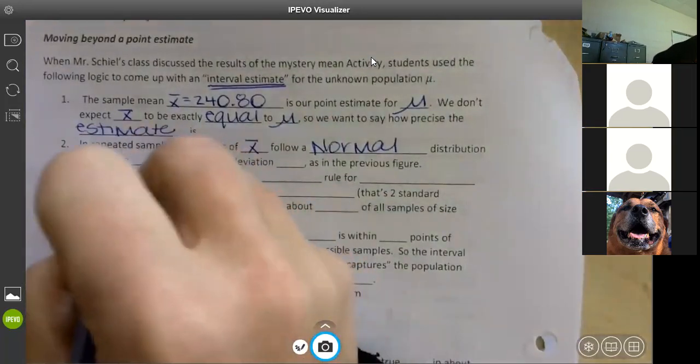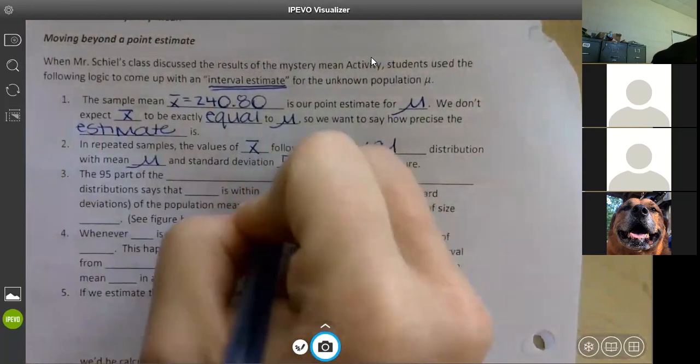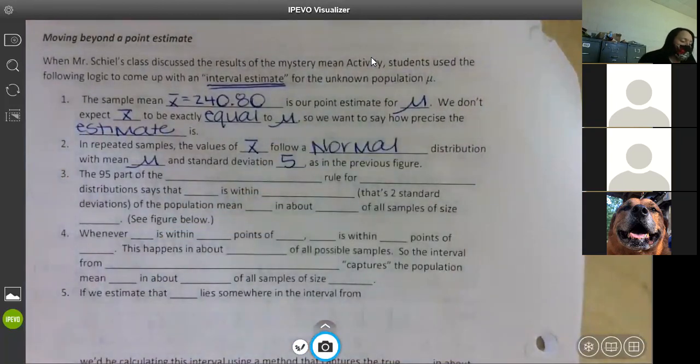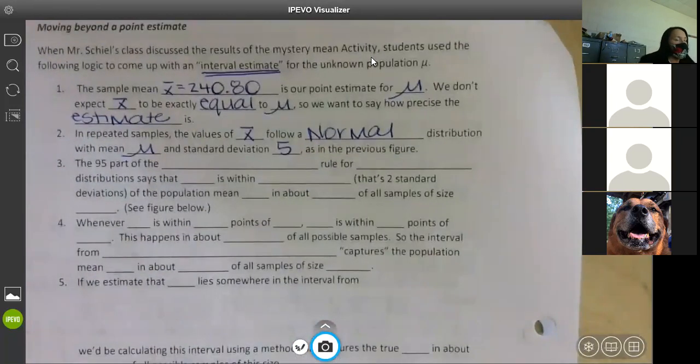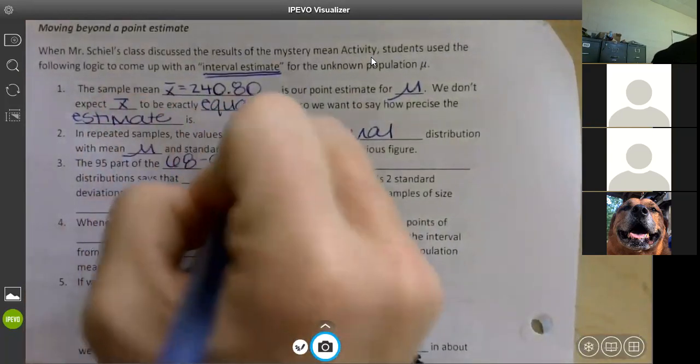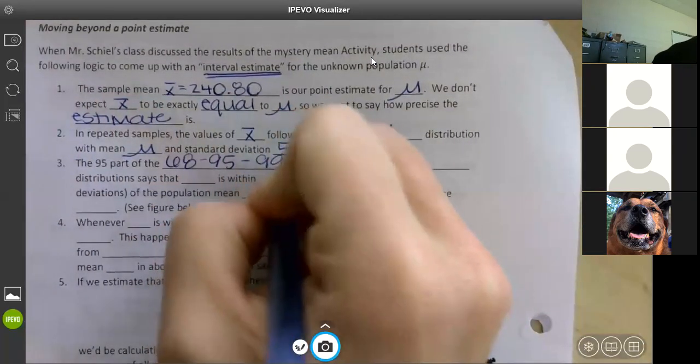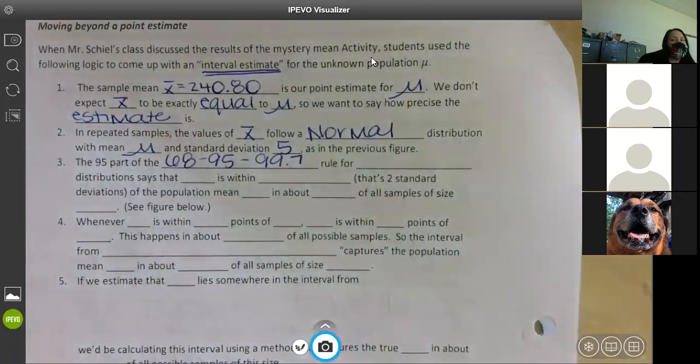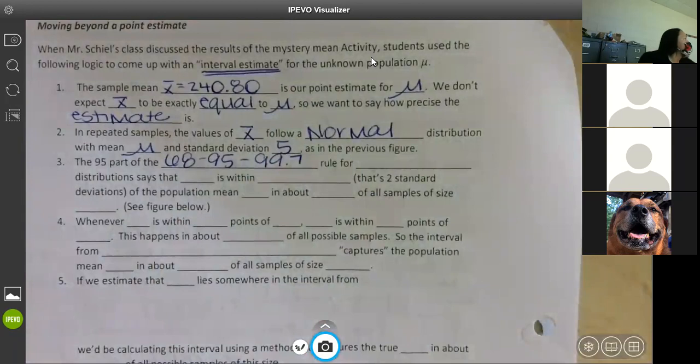with mean mu and standard deviation of 5, as in the previous figure. And I showed you how we got the standard deviation of 5. The 68, 95, 99.7 rule, this is from a while back. You guys remember that?